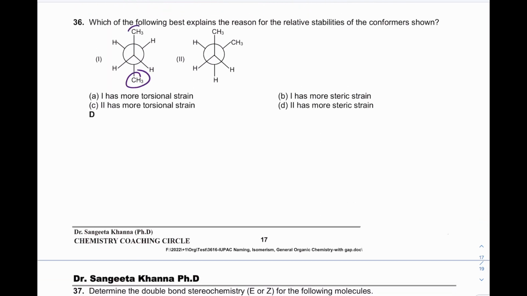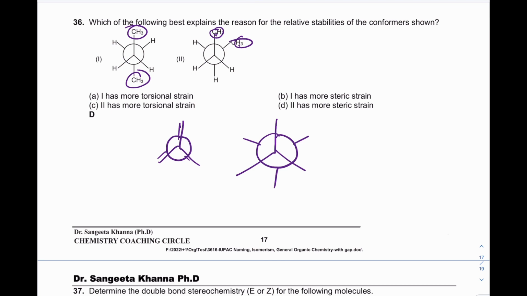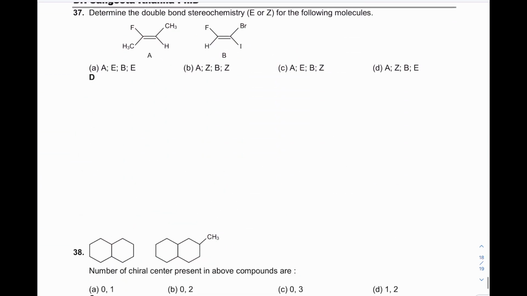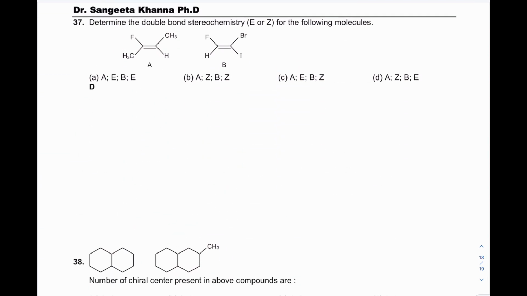Next, these two forms. This is the staggered form and this one is the gauche conformation. In the gauche conformation, there is more steric strain as bigger groups are closer, but there is no torsional strain. Torsional strain is between the eclipsed and the staggered form. Eclipsed means this one, and the other, staggered, means this one.